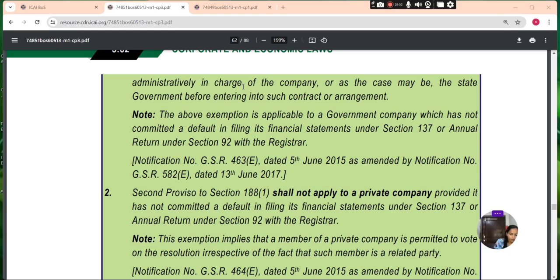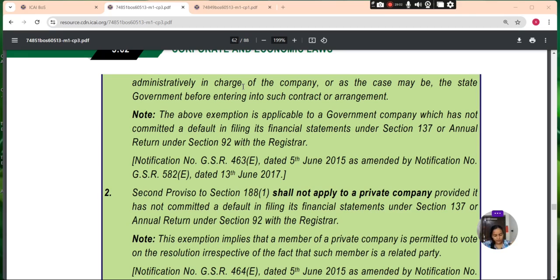administratively in charge of the company, or as the case may be, the state government, before entering into such a contract or arrangement. The above exemption is applicable to a government company which has not committed a default in filing its financial statement under section 137 or annual return under section 92 with the registrar.